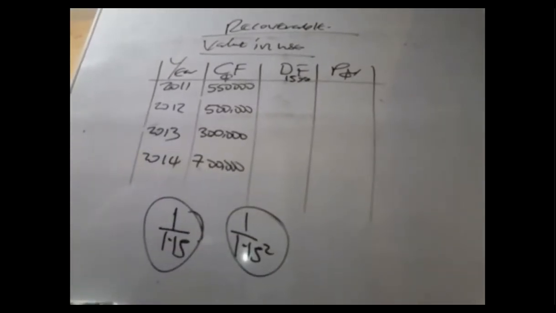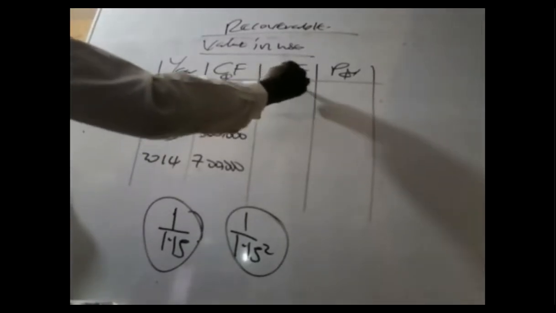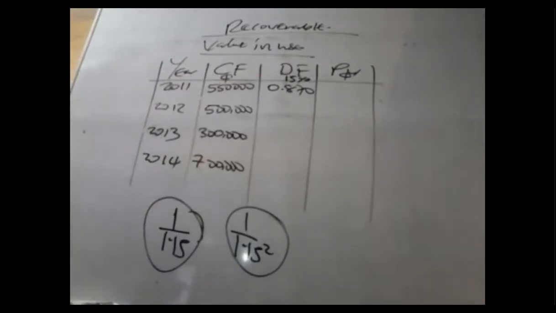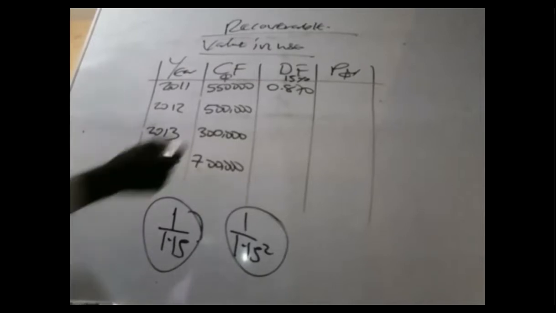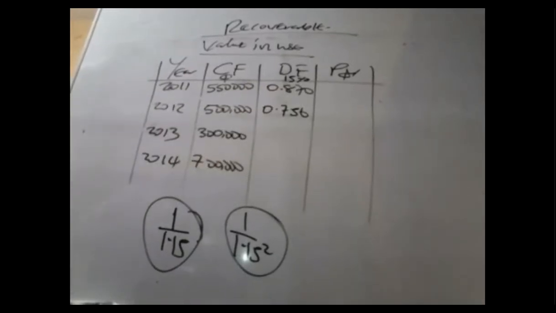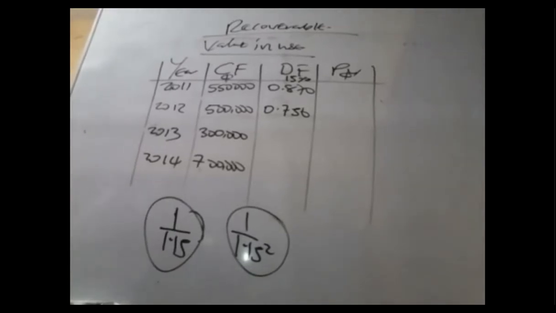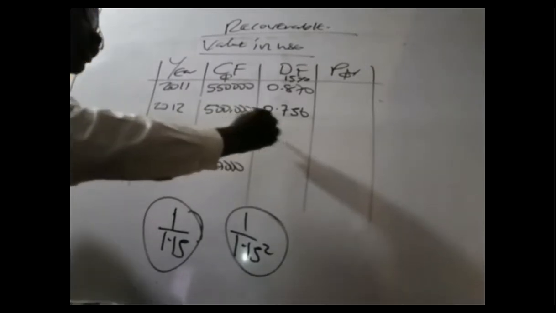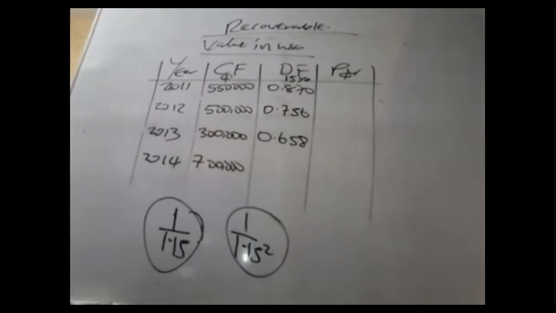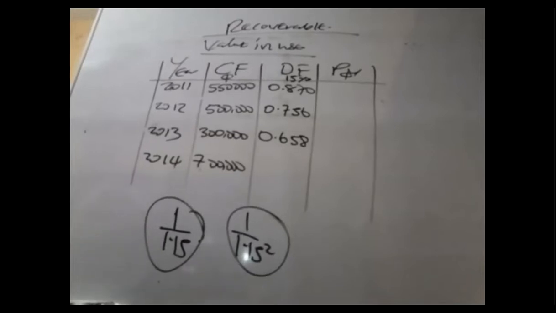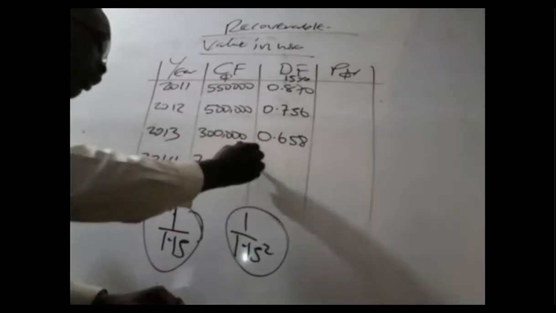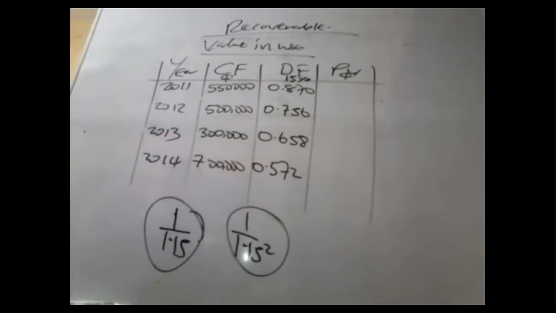You can probably get 0.870 for the first year, 0.756 for the second year, and then the third year happened to be 0.658, and finally 0.482. Okay, so that is it.